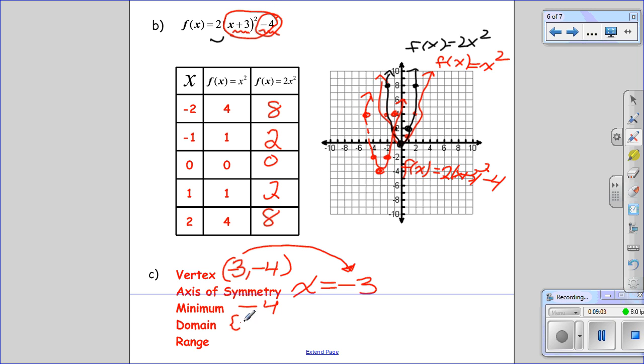The domain, nothing changes for the domain of a quadratic. It's always an element of the real numbers. And the range, that part is going to change. It's opening up, so it's greater than or equal to, but my vertex dropped to a y value of negative 4, so my range will be y is greater than or equal to negative 4, and then an element of the real numbers.